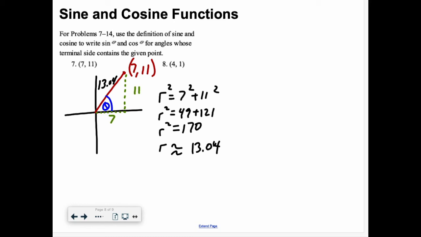So I want to find sine and cosine of this. I'm just going to give myself a bit more space. Well, sine is going to be equal to v, so 11, over r, so 13.04, sine of theta. And cosine of theta is equal to u, that here is the 7, over r, 13.04. So I found them.